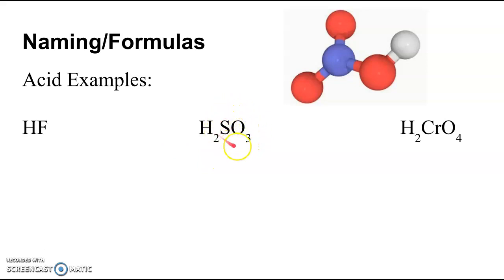SO3 is called sulfite. So when you have an ite ending for the anion, you're going to change it to an OUS ending for the name of the acid. So you'd call this one sulfurous acid. And then the CrO4, this is another polyatomic ion called chromate. With an ate ending, you change it to an ic ending for the name, so you'd call it chromic acid.